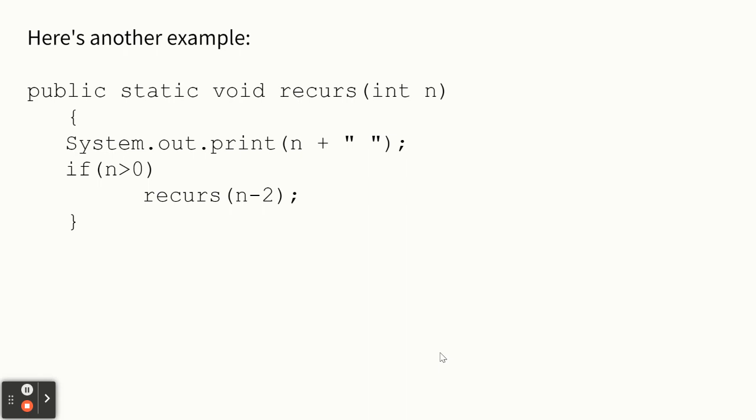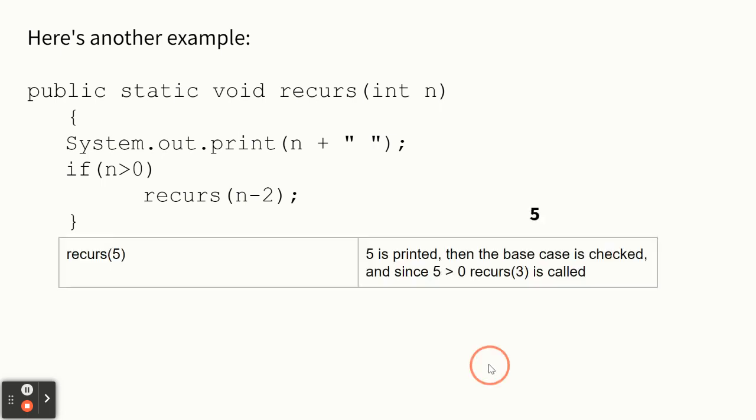Here's another one. This one's just called recurse with a number. It prints the number and a space. And then if the number is greater than 0, it calls itself again with a number 2 lower. So let's see what this might do if we called it with 5. We call it with 5, it prints a 5.